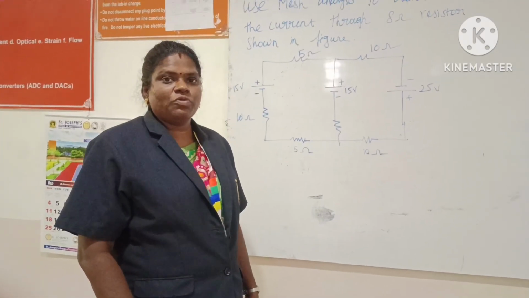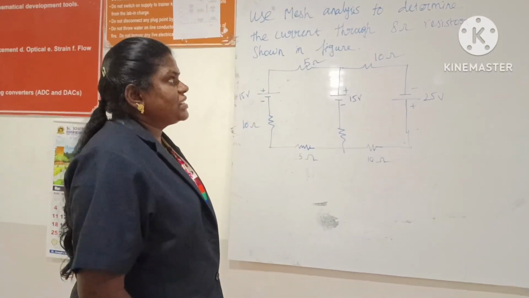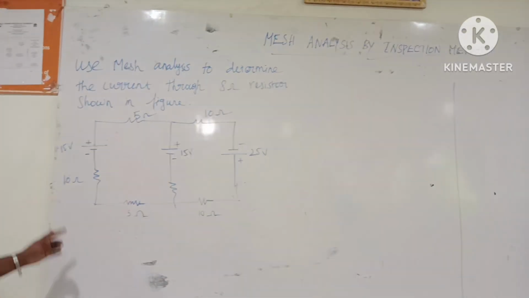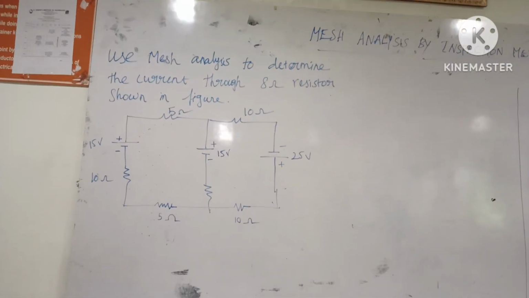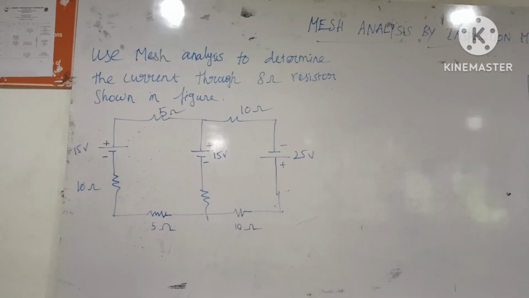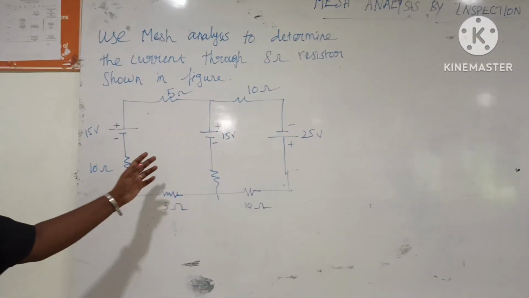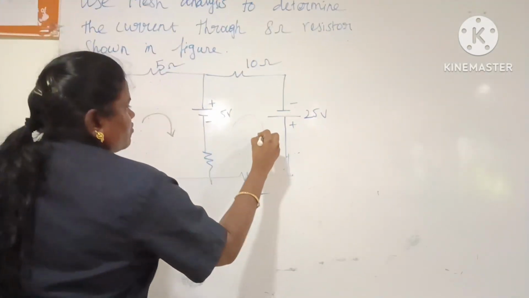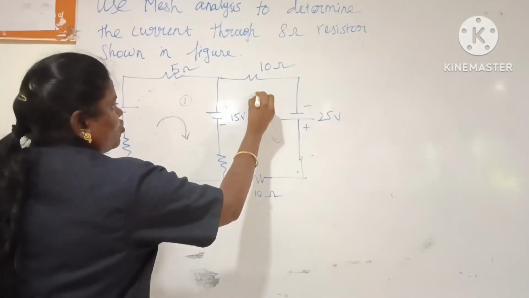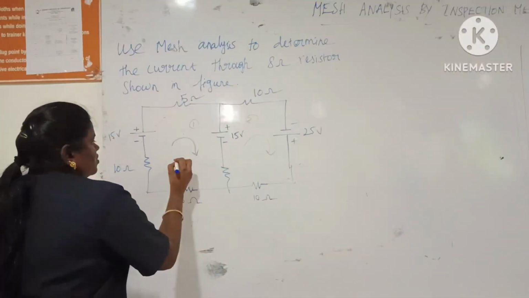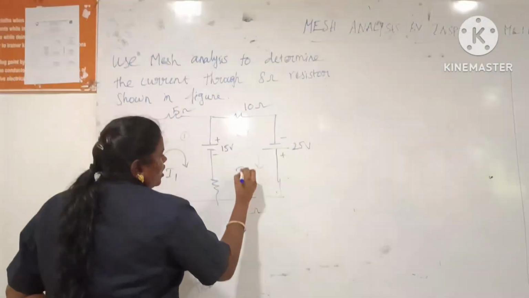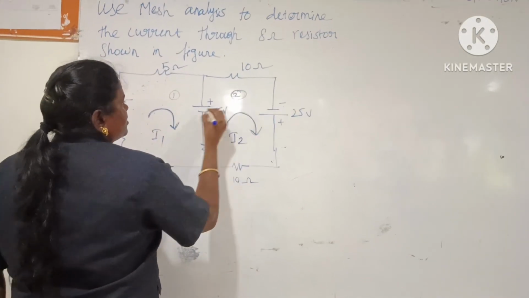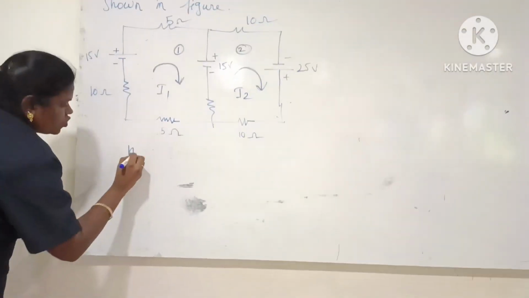Good morning, hello everyone. Today we are going to discuss the topic mesh analysis by inspection method. We have to solve one problem by using mesh analysis. Use mesh analysis to determine the current through the 8 ohm resistor shown in the figure. First step, we have to find how many loops are present in the circuit. So 2 loops are present: first loop, then second loop. Indicate I1 and I2, the 2 currents to find from mesh analysis. So the number of loops is equal to 2.